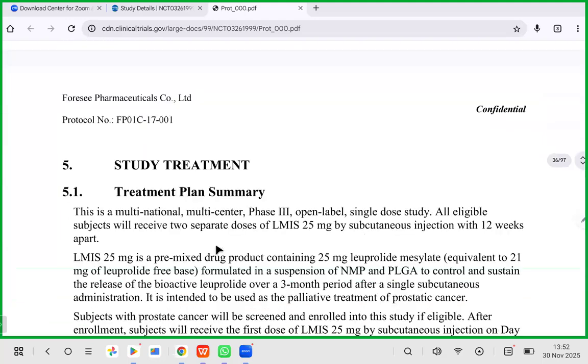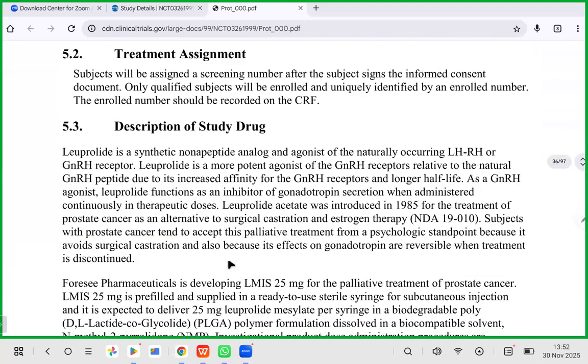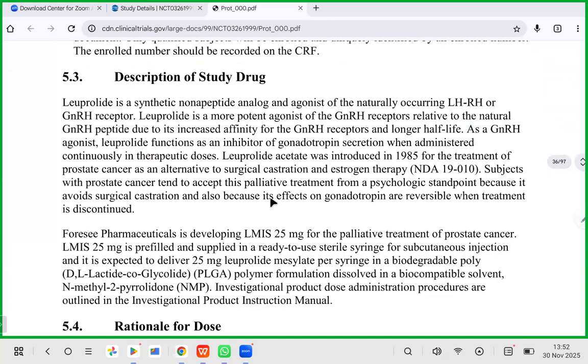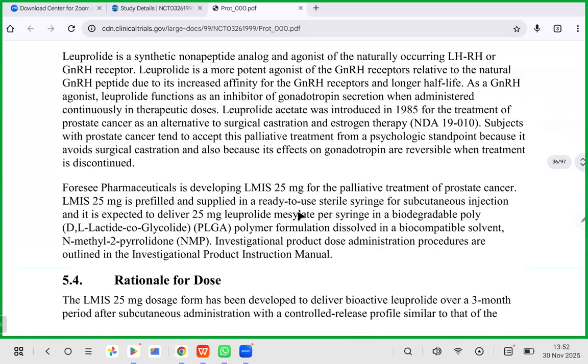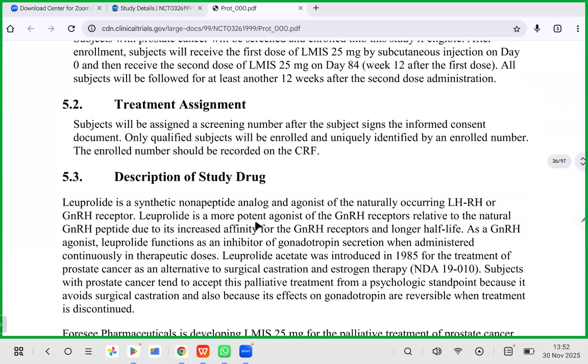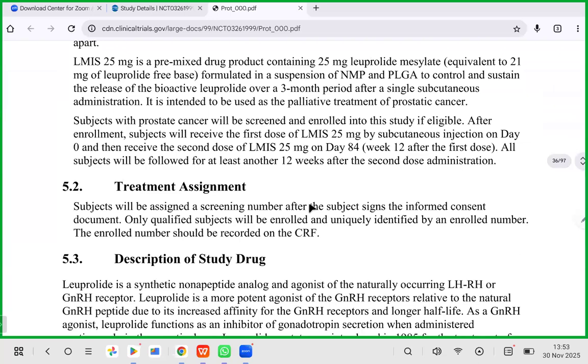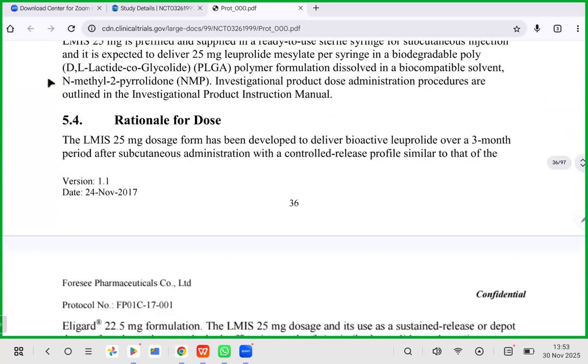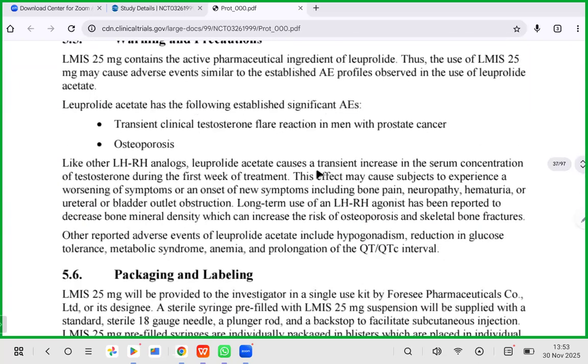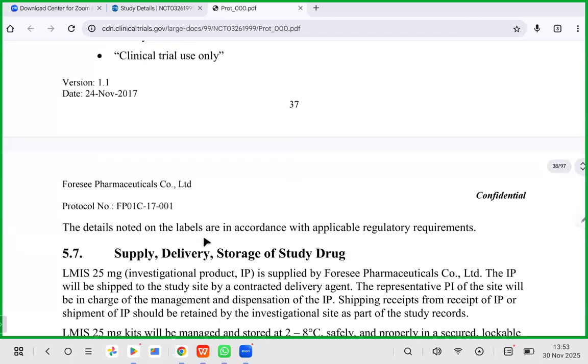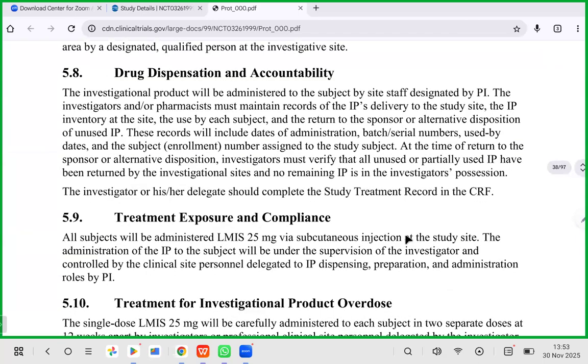Then this is the treatment plan summary. In the treatment plan summary, they will tell what the drug is, what the composition is, what they will receive on the first day, and what they will receive in the second dose. So in the treatment plan you will also understand the schedule of the drug and the rationale for the dose. The programmers will read this very carefully, and then they will understand the study design.